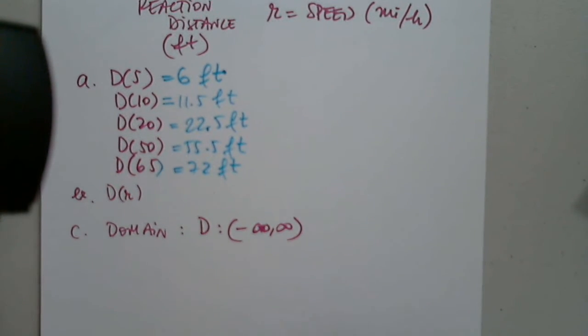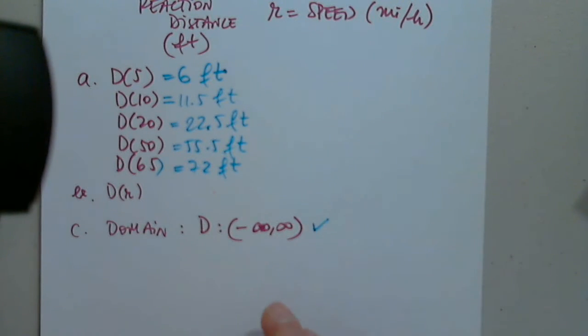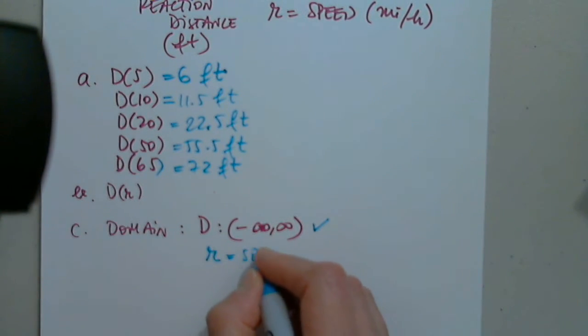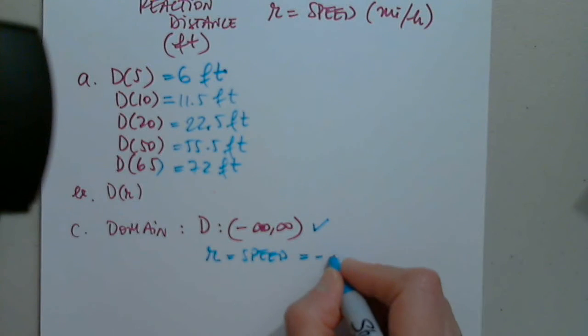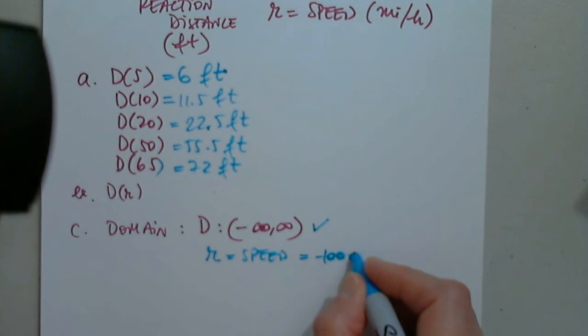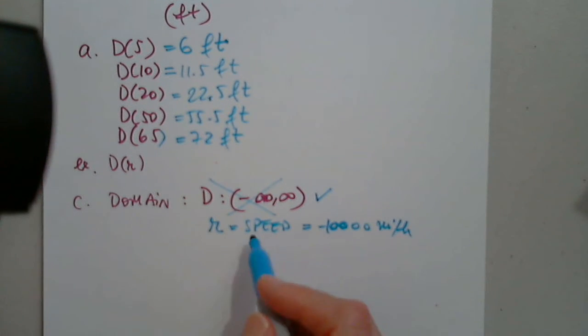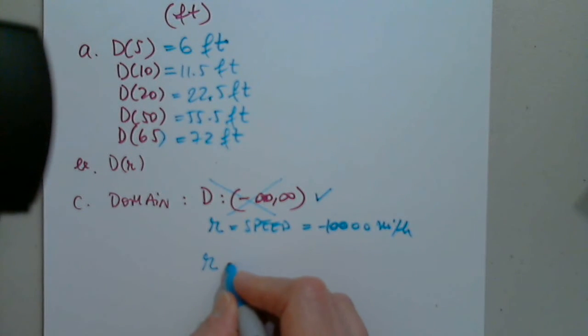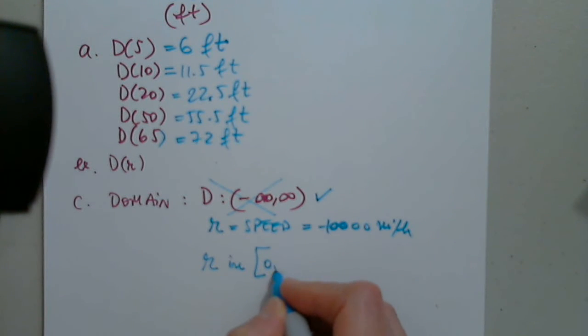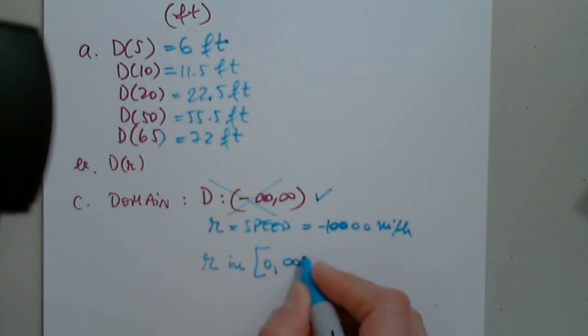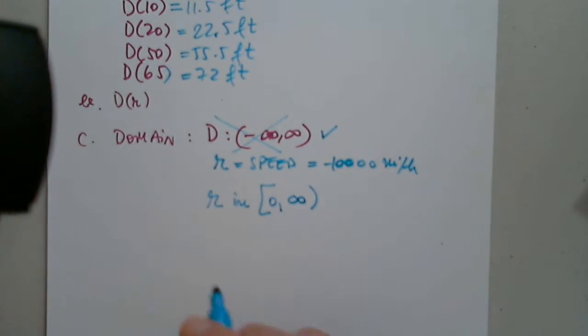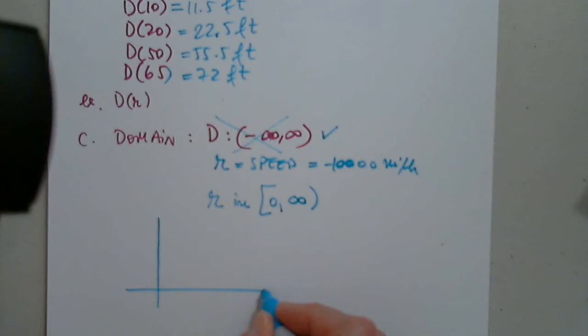So coming back to the domain, for the linear function this is correct. However, we are talking about r, which is speed. Can we have a speed of negative infinity or negative 10,000 miles per hour? So this is okay for an abstract linear function. But for this, r has to be in the interval from 0 to, I hate to say infinity, but that's correct. So when I graph this function, I will only graph from 0 to infinity.